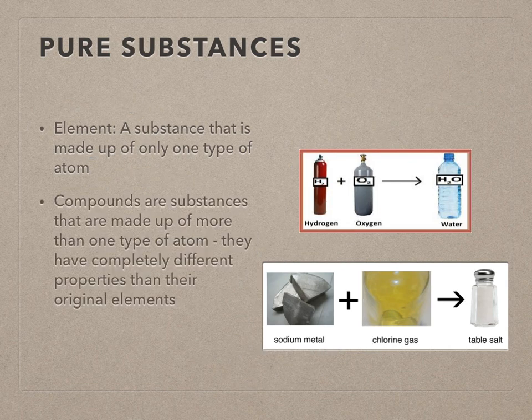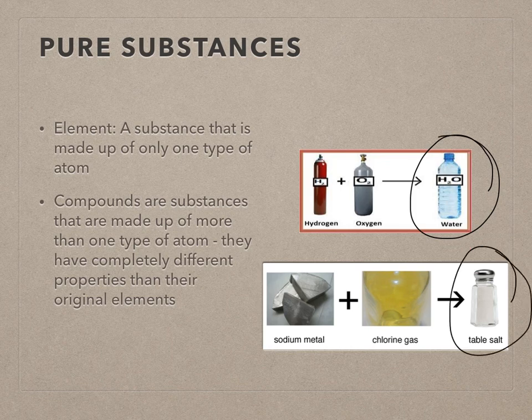Compounds, on the other hand, are made up of 2 or more atoms, and they are completely different from what you started with. Take a look at water. It's made from hydrogen, which is very flammable, and oxygen, which really makes things burn, and then you get water, H2O, which doesn't burn. In fact, it tends to put out fires. So you can see that the properties are completely different.